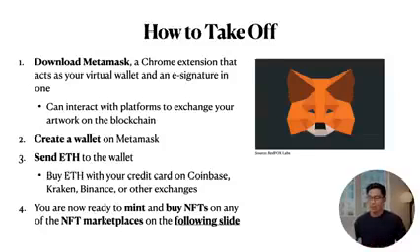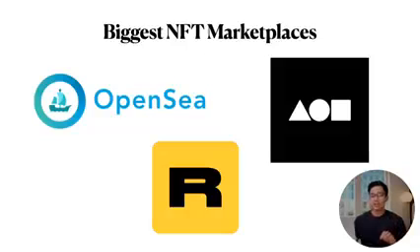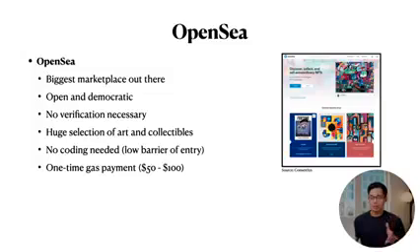on the following slide. So the biggest NFT marketplaces are going to be OpenSea, Rarible, and Foundation. Let's first talk about OpenSea, which is probably the one that most people know of. This is the biggest of those three marketplaces, and it's entirely open and democratic. There's no verification necessary, meaning that anyone can create an account and get started. And if you take a look at the platform, you can see that there is a massive selection of art and collectibles right now. There's no coding needed, which makes it even easier for anyone to get started, and there is a one-time gas payment between $50 to $100 to auction your NFTs.